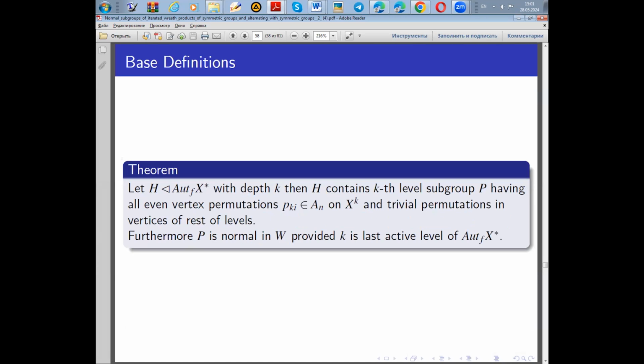And we have the following theorem: if H is a normal subgroup in a group of finite automaton X out X star with depth K, then H contains a level subgroup P having all even vertex permutations belonging to AN on the K-th level and trivial permutations in the rest of the levels. Furthermore, P is normal in W, provided K is the last active level in out F X star.